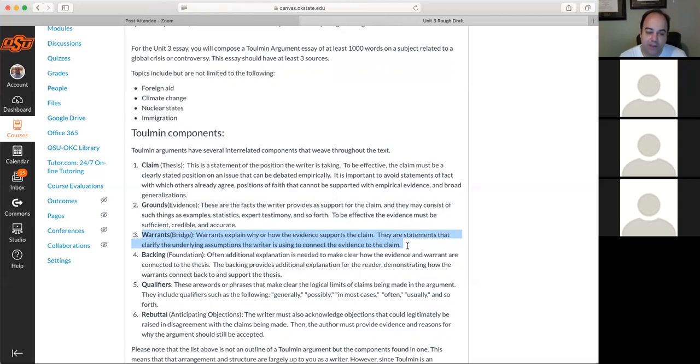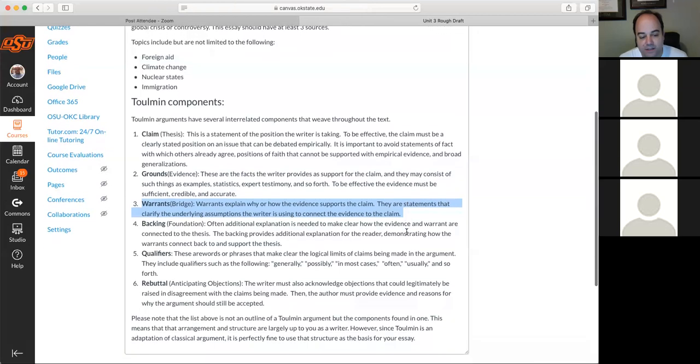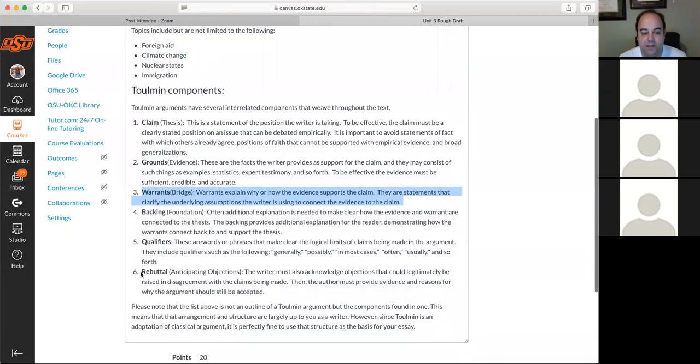And I think that really is, for Toulmin, the biggest challenge: trying to come up with and explain the warrant, the kind of underlying assumption that drives your claim. Now, this list of terms is not an outline, so it's not as if you're just going to have each of these different sections. The structure of the essay is a little more conventional than that.